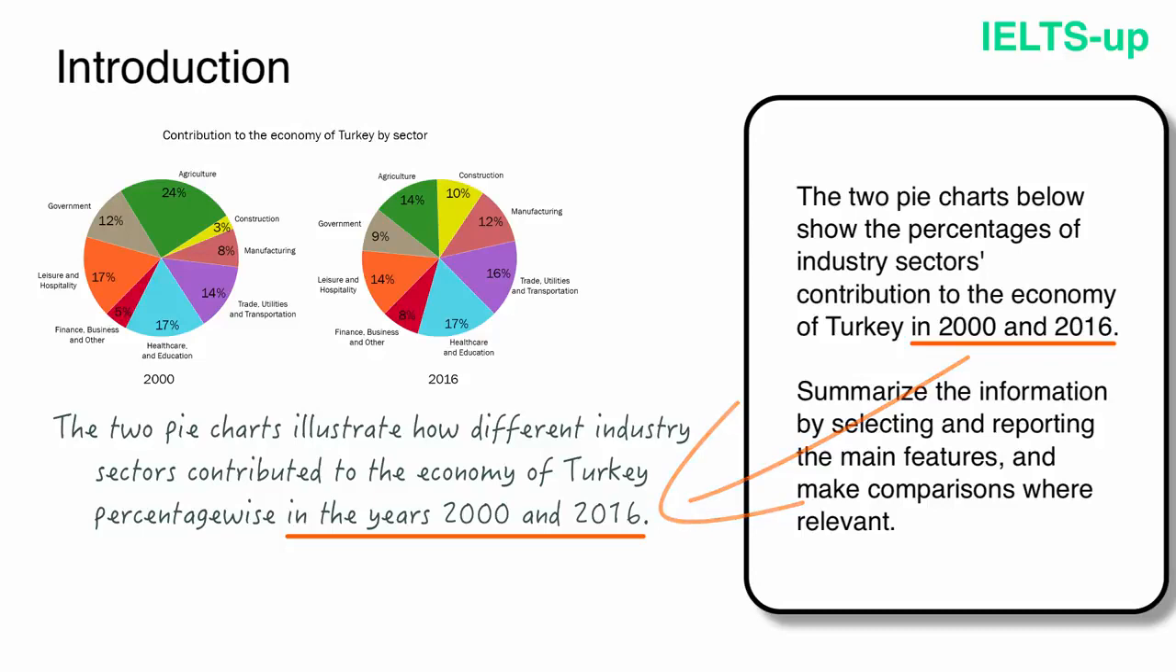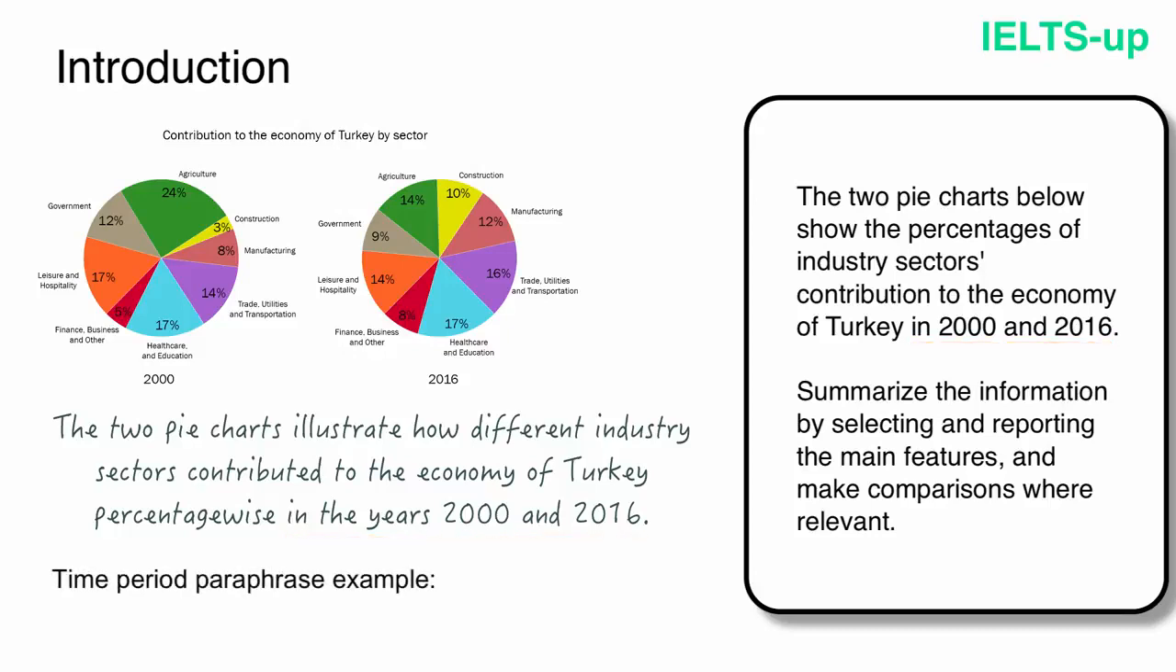And you can also paraphrase the time period expression in such way. For example, in 2015 will become in the year 2015. In 2015, 2016 and 2017 will become in the years 2015, 2016 and 2017. Okay, that's all with our introduction.